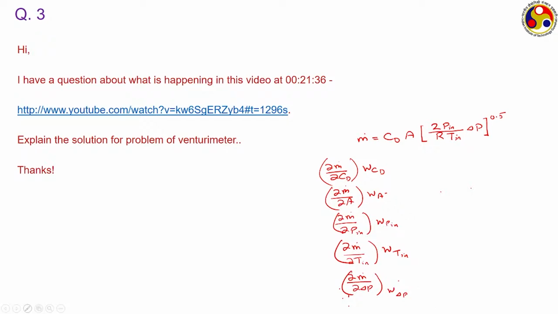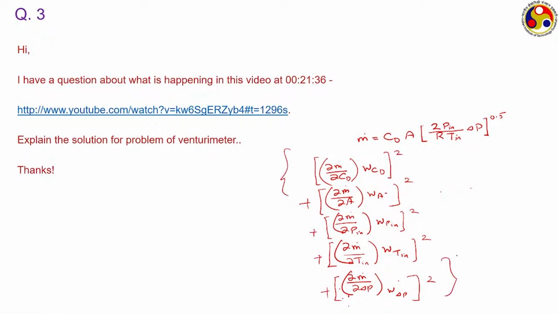So all the values are given here. Then you need to take the whole square of each of them. Then add all of them up with each other. And once you have this, then take the square root of everything to get the estimate about the final uncertainty, or actually the absolute value of the uncertainty for this particular problem.